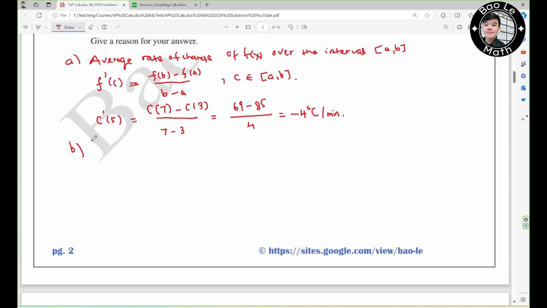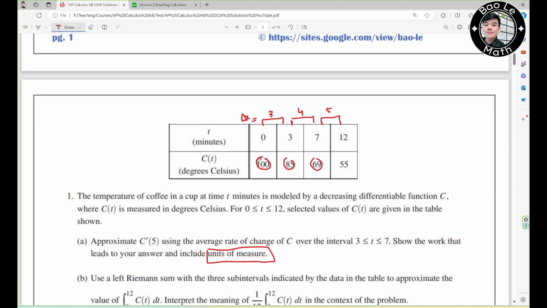Alright, so the integral from 0 to 12 of C of t dt equals 3 minus 0 times f of 0 plus 7 minus 3 times f of 3 plus 12 minus 7 times f of 7. Alright, 3 minus 0 is 3, f of 0 is 100, f of 3 is 85, f of 7 is 69.